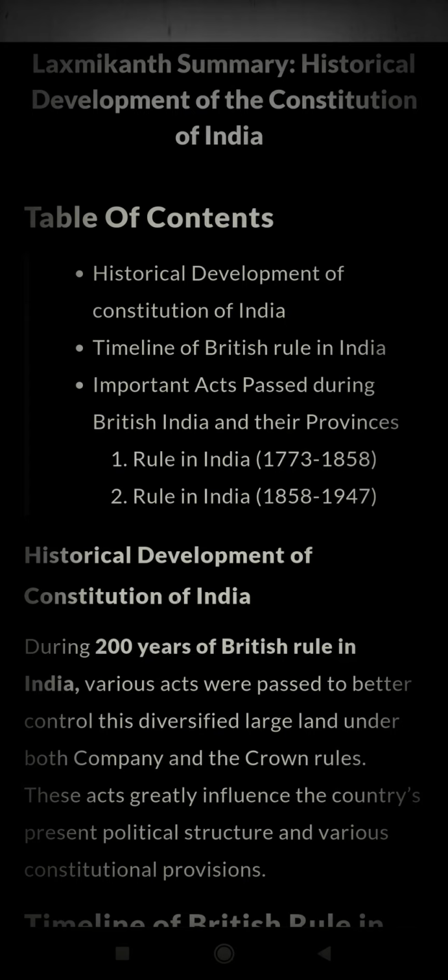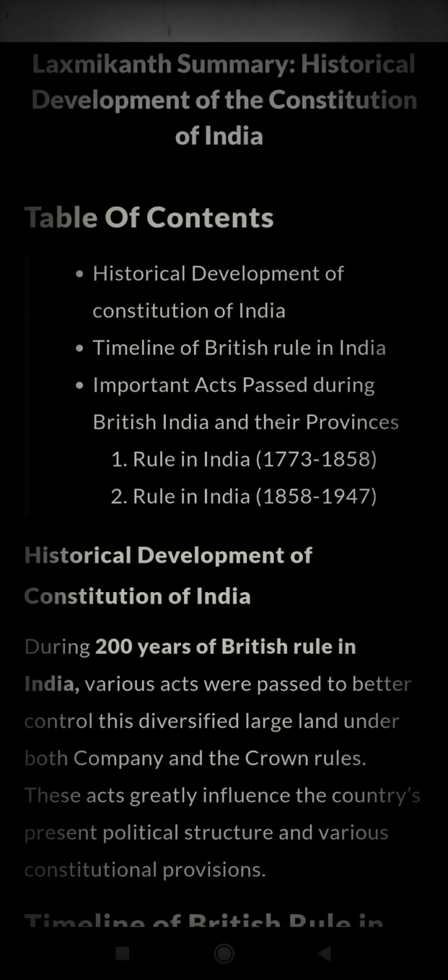So let's start. As we know, the East India Company arrived in India in 1600. The British came to India in the form of traders and in the form of the East India Company, which had the exclusive right of trading in India under the charter granted by Queen Elizabeth I.